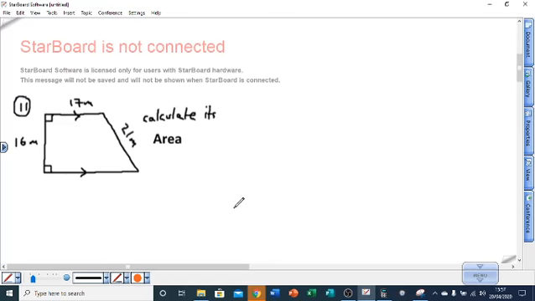Question 11. Now we've got to calculate its area. Now, for a trapezium, the area is equal to little a plus little b, these are the parallel sides, added together, divide the answer by 2 and times it by the vertical gap between them, the height. Well, we know this length, we know the vertical height, we just don't know this. So we need to work this out.